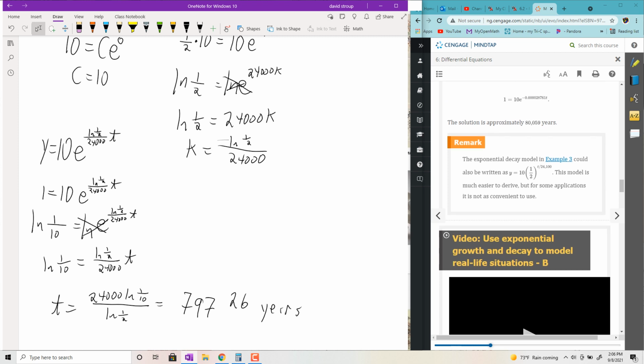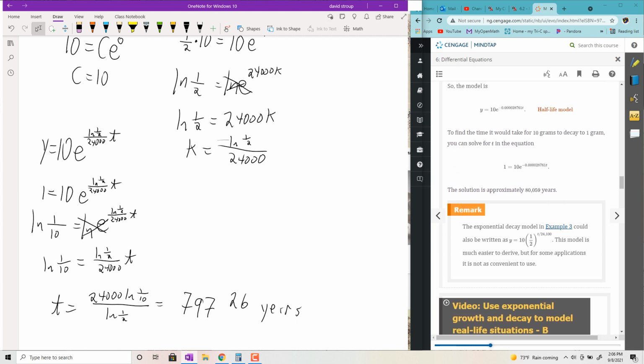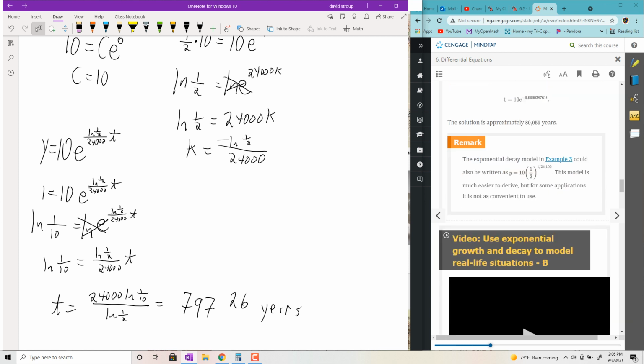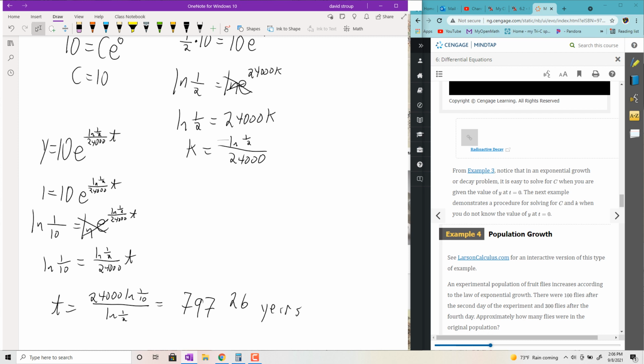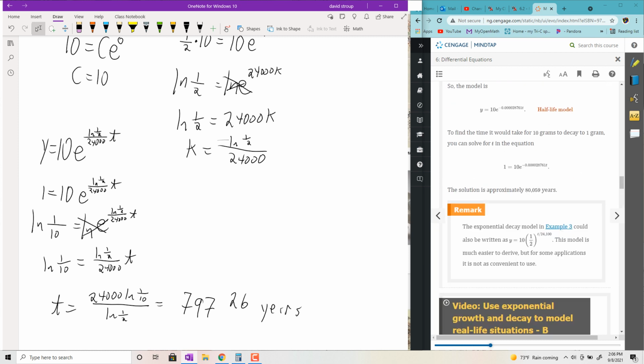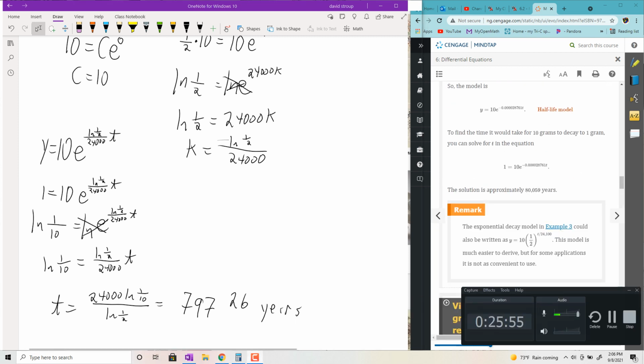Then the remark in the book says sometimes it's easier if you're doing things in your head, you could use these other rules. We're not going to bother with that. I'm just worried about my answer.